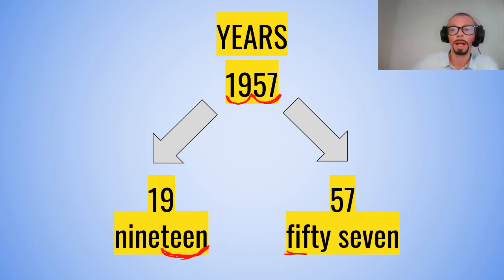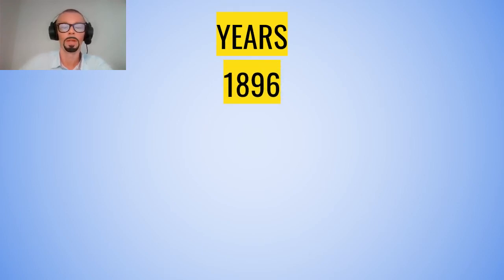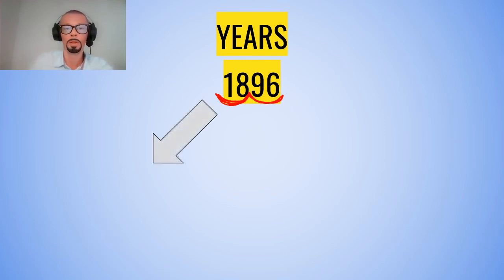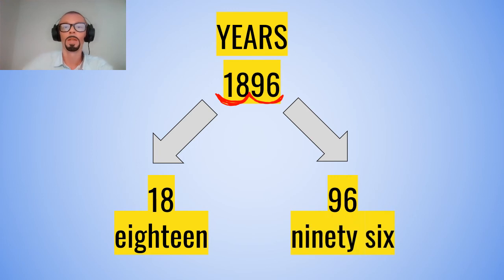Let's take a look at the other example. Let's continue to speak about years. And let's take a look at this date. How to pronounce it, how to break it in two parts. So first, let's start here. Now you have two simple numbers. One is 18 and the other one is 96. So this year is 18 96.